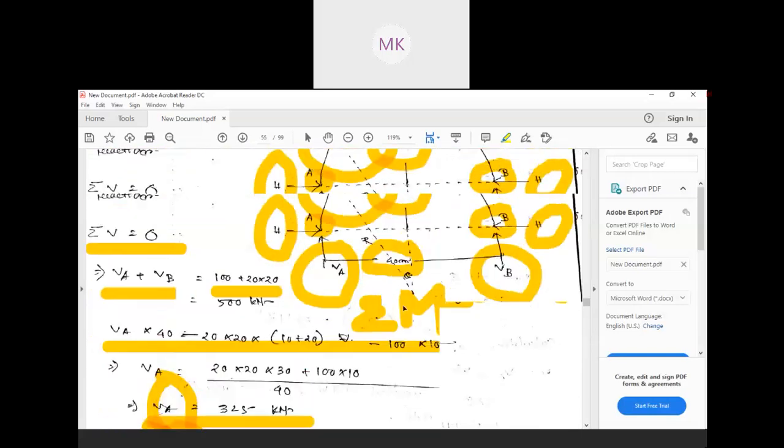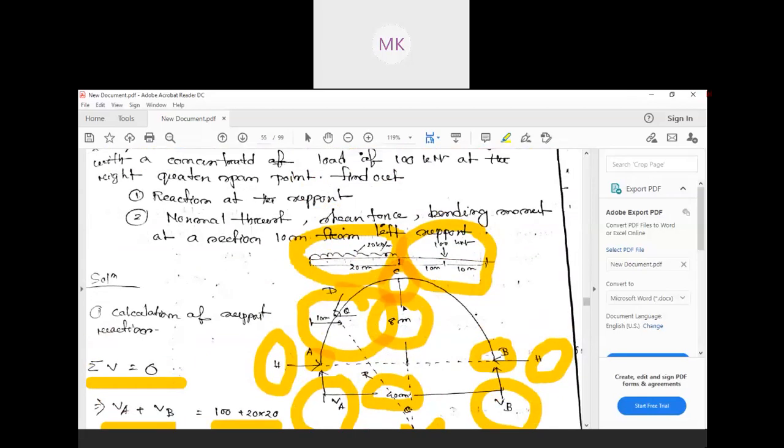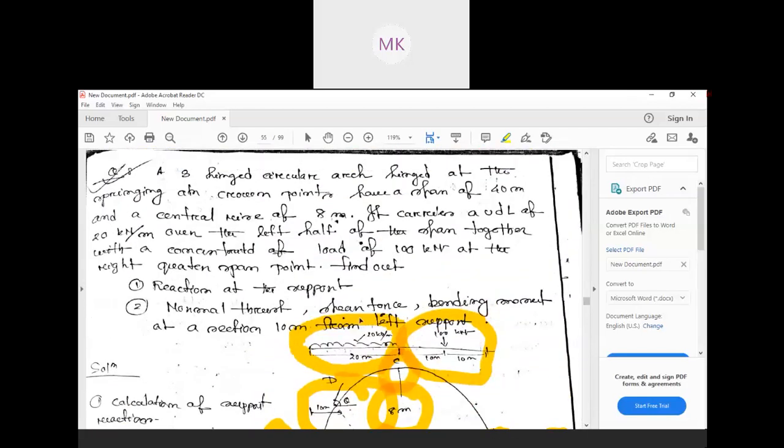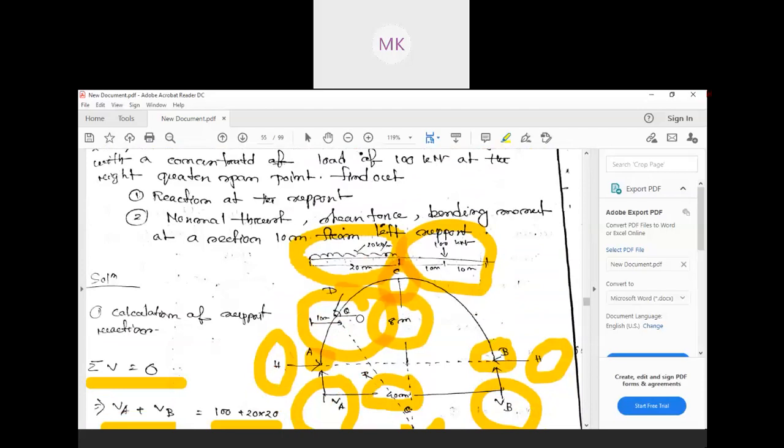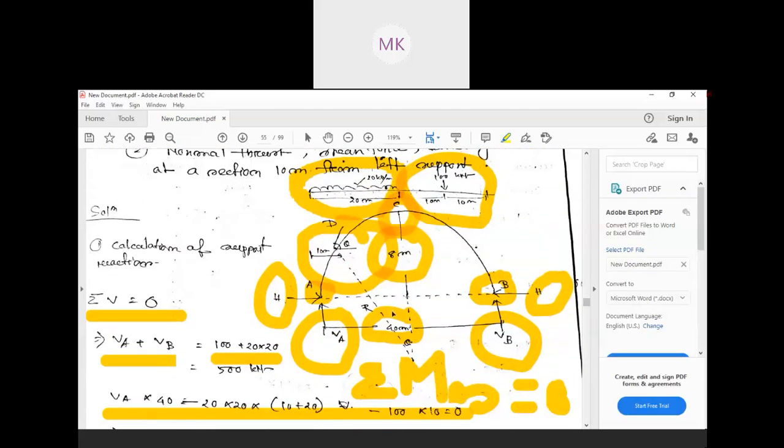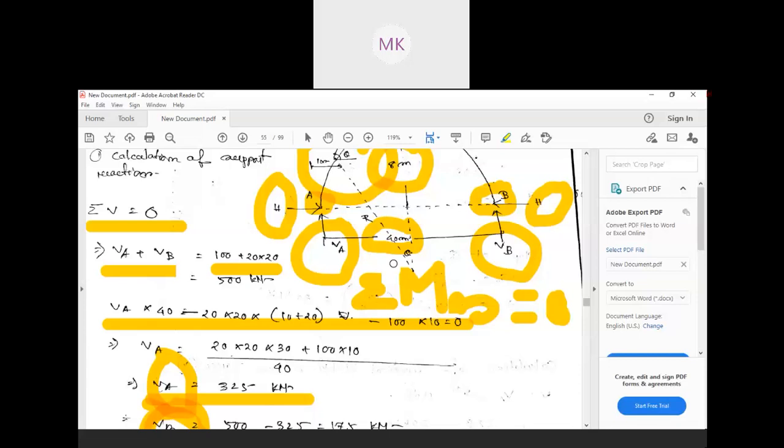Please go through this numerical once, read the question carefully and go through it step by step. It's a very simple numerical, you just need to use the equilibrium equations. Using the equilibrium equations, you need to find out the horizontal force and vertical force. After finding this, you need to find out the radial shear and normal thrust. For that, you need to consider a point and find out the normal thrust and radial shear there.